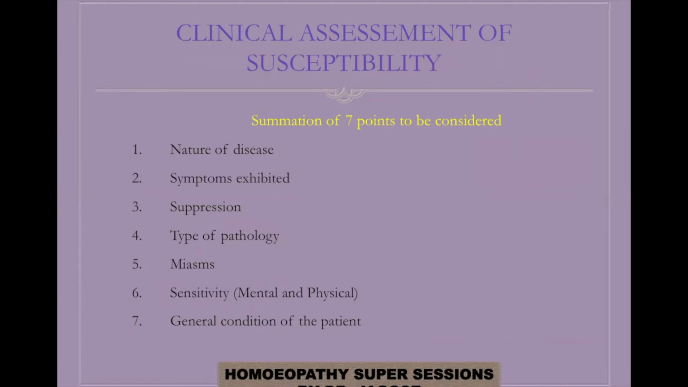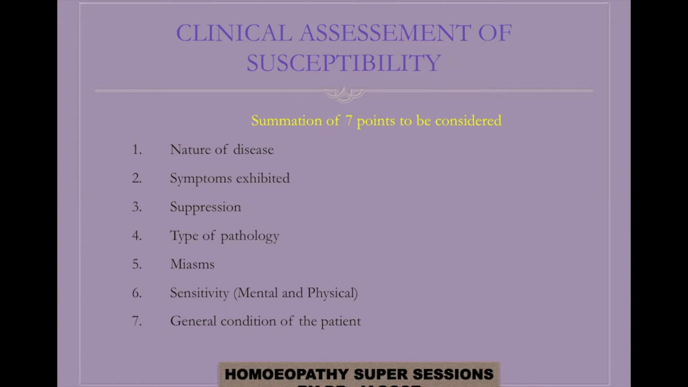So let us see how do we clinically assess the state of susceptibility, or in other words, how do we assess the susceptibility at the bedside. For this, we have to work out the case on these 7 points, namely, number 1, nature of the disease. Second point, symptom exhibited. Third point, suppression. Fourth point, type of pathology. Fifth point, the miasms. Sixth point, the sensitivity, both on the mental and the physical level. And the seventh point, the general condition of the patient.